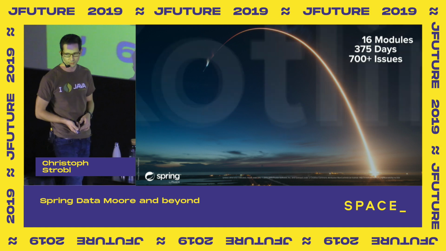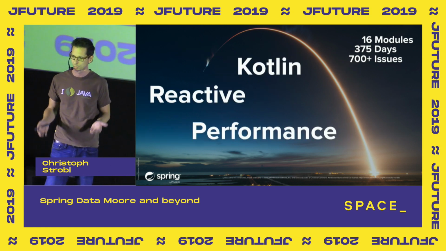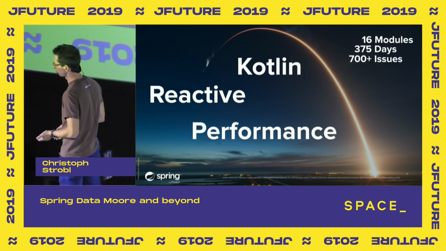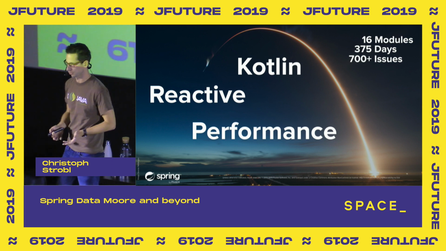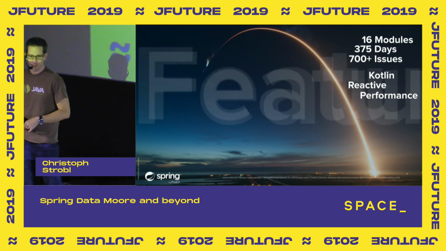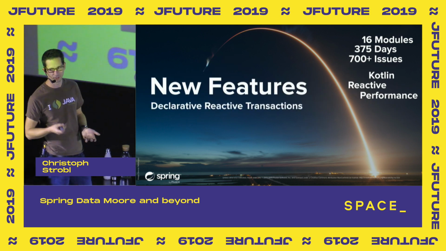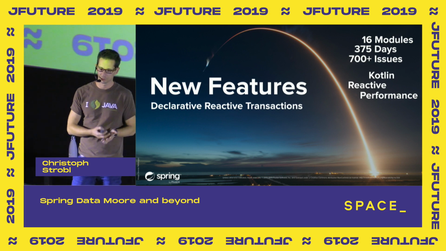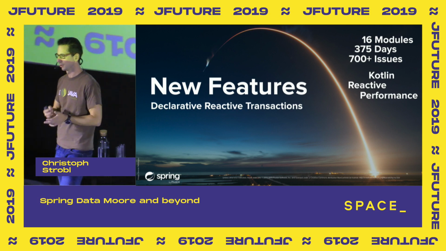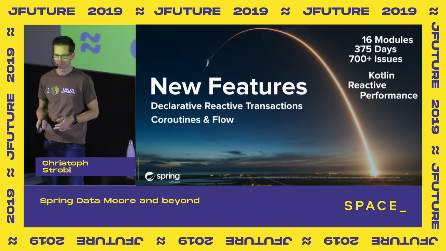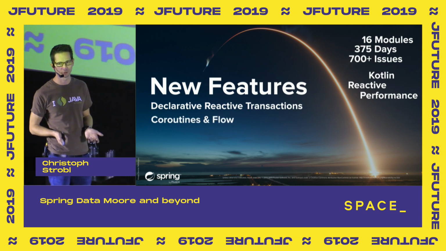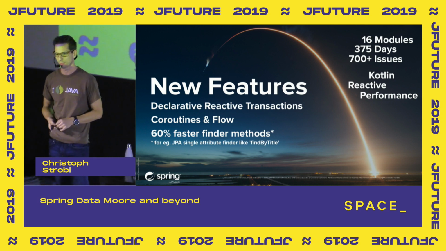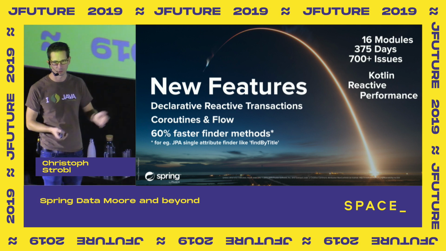We had some major themes in there, which were around the Kotlin support that we already introduced with the previous release train, so we added stuff there. We improved on our reactive story, and of course, we did performance improvements when it comes to query execution and derivation. And of course, we added a bunch of new features like declarative reactive transactions. Once you're in reactive programming, you will pretty soon stumble upon transactions, as MongoDB supports transactions in a reactive environment, and we did some improvements there. We added support for Kotlin coroutines and Flow based on the Reactive Extensions for Kotlin, and the already mentioned performance improvements, which led to up to 60% faster finder methods for, let's say, single attribute finder methods like findByTitle or findByLastName, what have you.